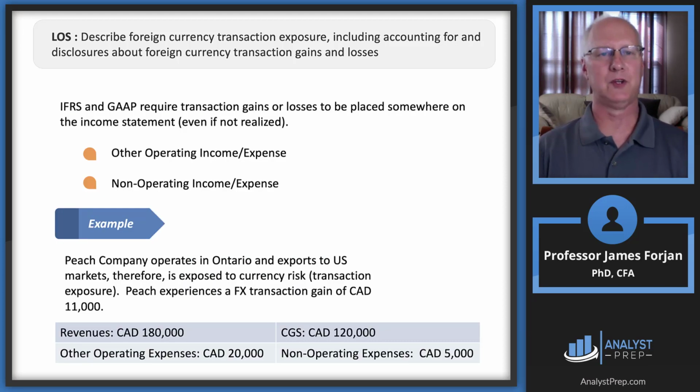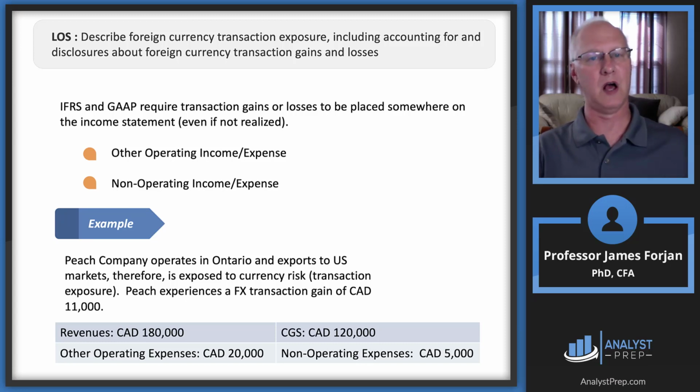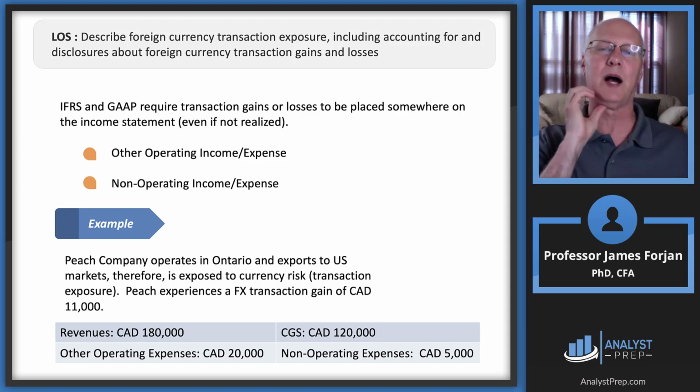Now let me go back to the international board and the US board. They both require that these transaction gains or losses show up somewhere on the income statement, even if those are not realized. So they're going to show up either as other operating income or expense or non-operating income or expense. And so this is my thought about that.